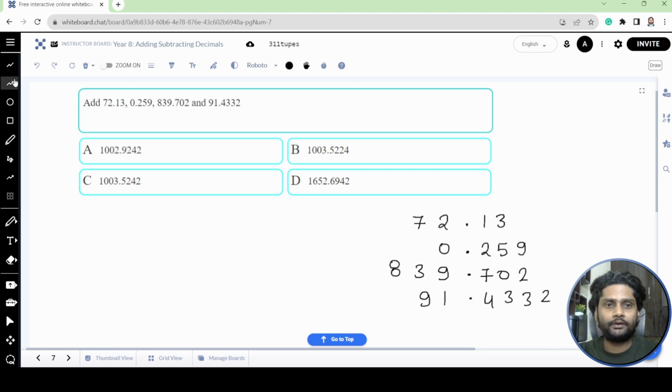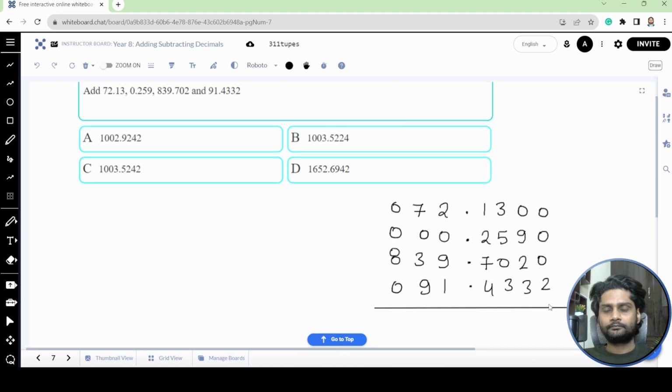Okay students, so we are done with numbers, and now we need to just write some zeros. We can now start adding them. 9 plus 2 is 11, 3, 14, carry over 1. And then we have 9 plus 3 is 12, carry over 1. And so on.